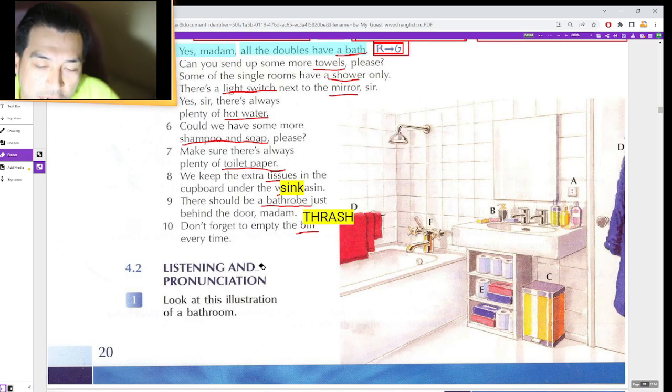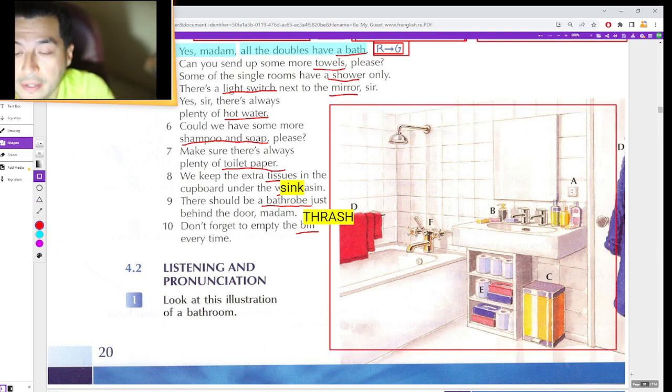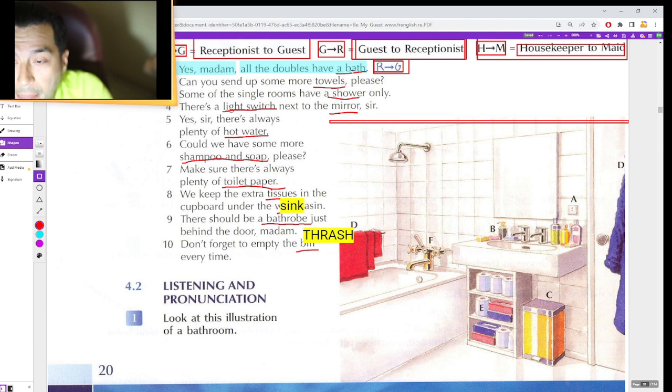Listening and pronunciation. Look at this illustration of a bathroom. Number one, a bath. Number two, towels. Number three, shower. Number four, light switch and mirror. Number five, hot water. Number six, shampoo and soap. Number seven, toilet paper. Number eight, tissues and sink. Number nine, bathrobe. And number ten, trash bin.